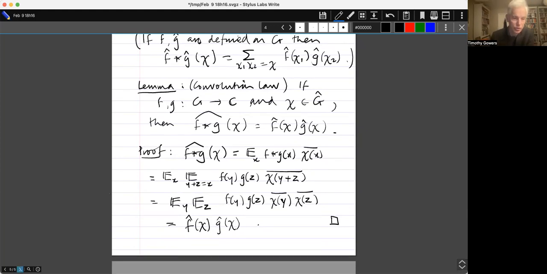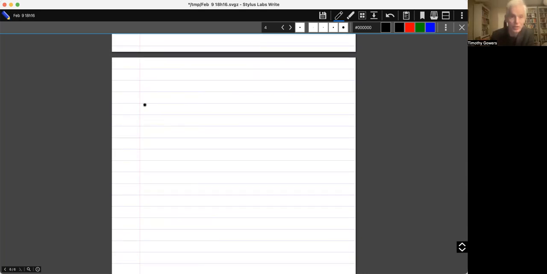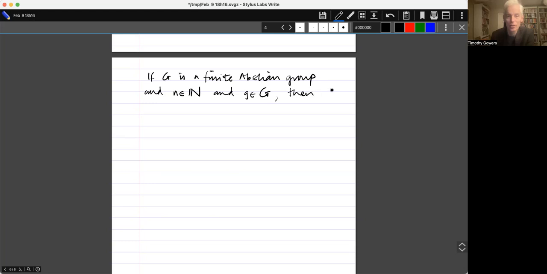And so those are the big three, but there are a couple of other things that come in from time to time. So here's a little piece of notation. If G is a finite abelian group, actually it doesn't have to be finite, and for this definition it doesn't even have to be abelian, and n is a natural number, and g is an element of G, then let ng stand for g plus g plus ... n times. I think this is making G into a module or something like that.